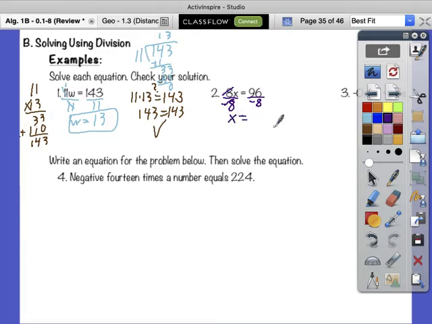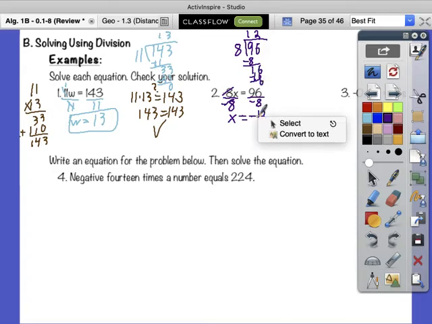96 divided by negative 8. Okay, so we know a positive divided by a negative will be a negative. And if we need to, we can do 96 divided by 8 off to the side. Does 8 go into 9? How many times? Once. 1 times 8 is 8. Subtract, bring down the 6. 8 goes into 16? Twice. And it is 16. So x is negative 12.